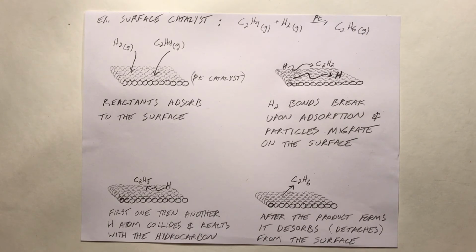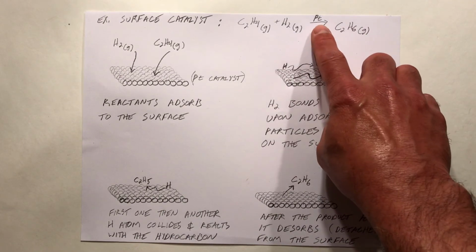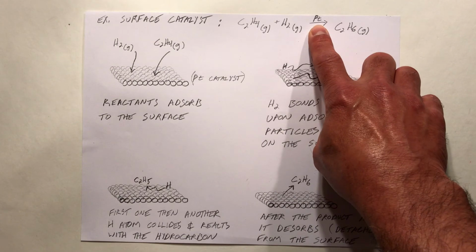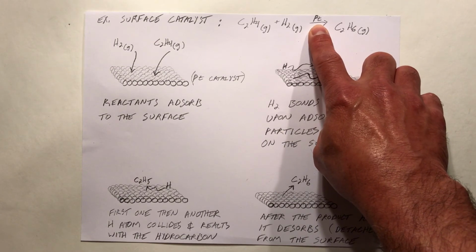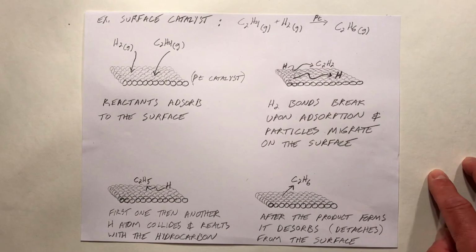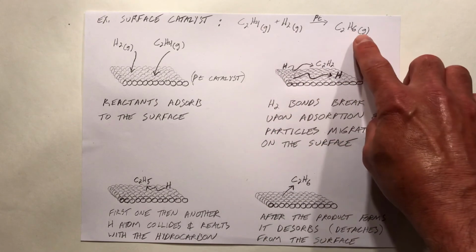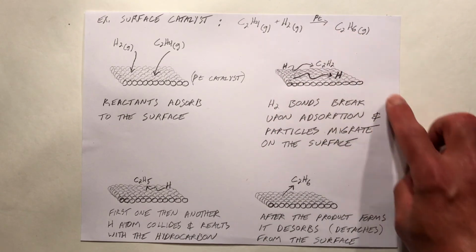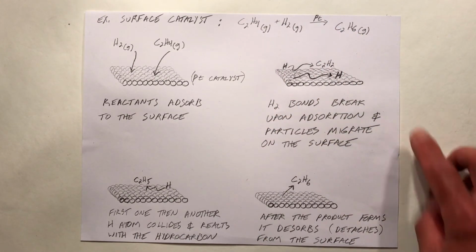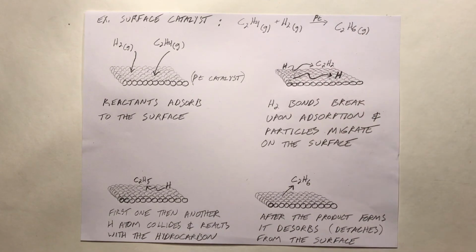So what can we do to get the particles to be closer together? One of the things is to introduce a catalyst, and here we're going to use platinum, Pt, as our catalyst. Now, this reaction without the catalyst happens relatively slowly, but if we put the catalyst there, it really speeds up. The product is going to be C2H6.